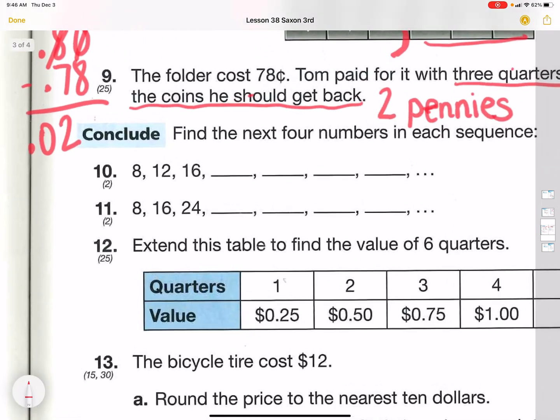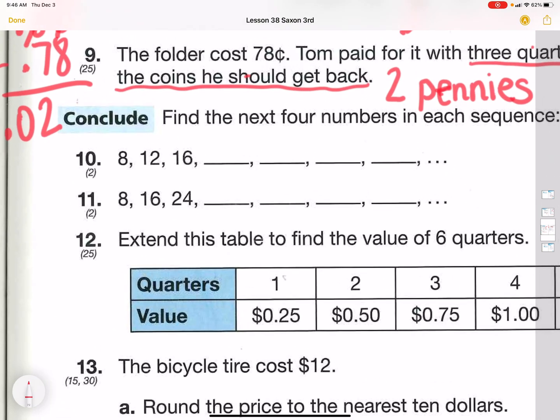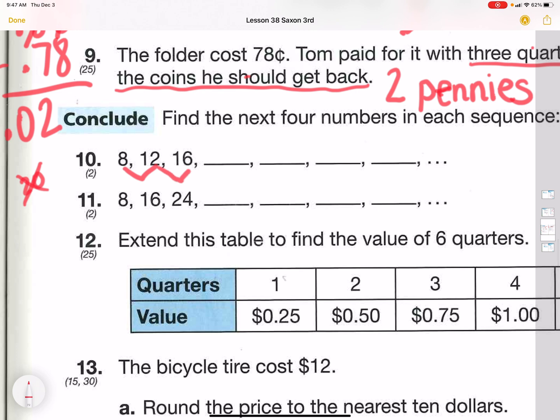Find the next 4 numbers. Use your number lines. The number lines do repeat like at every 20, so don't count 20 2 times. You just would go on to 21. But we're going 8, 12, 16. From 8 to 12 is plus 4. 12 to 16 is plus 4. So just keep adding 4 every time. 8, 16, 24. So this one, kind of the same thing, but we're adding 8. You might see some repeating numbers here.